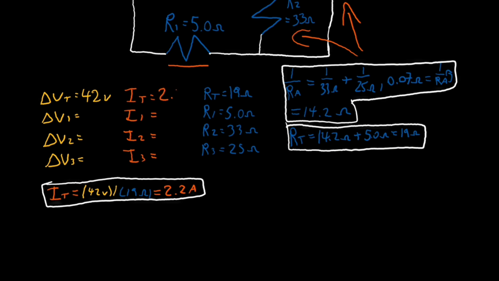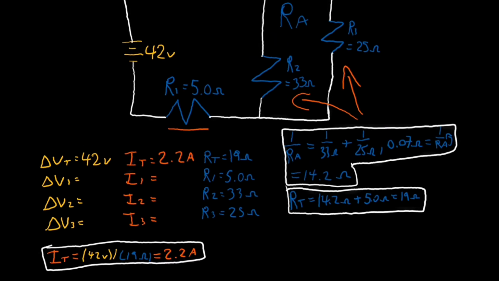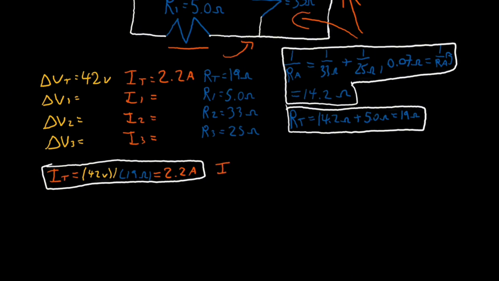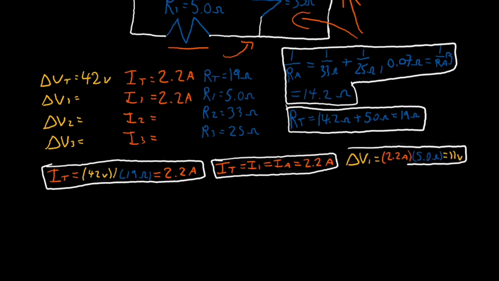Now, if you remember, for a series circuit, the total current equals the current at each resistor, but that's just for a series circuit. And if R1 is in series with RA, then that means IT equals I1, which equals IA, which all equal 2.2 amps. Now we can find the voltage at the first resistor. So V1 equals 2.2 amps times 5 ohms, giving us 11 volts.